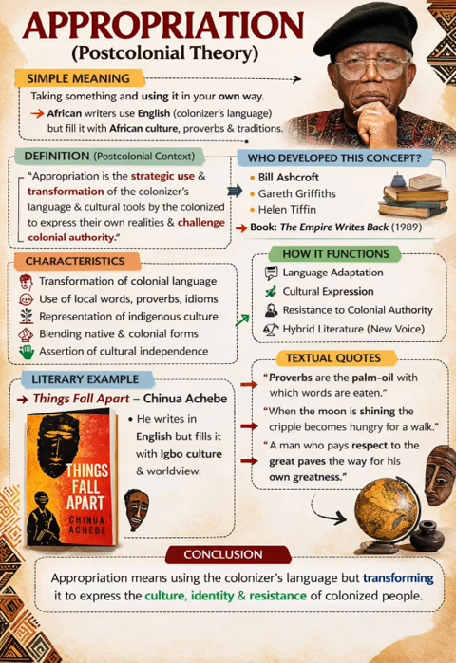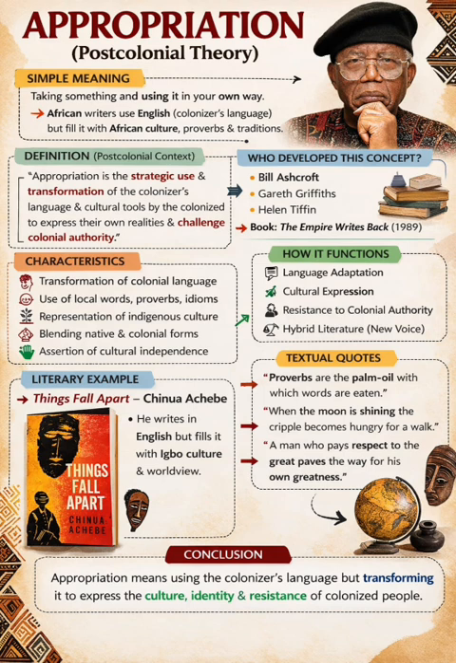Next is representation of indigenous culture. This means writers protect native traditions through literature. For example, Achebe describes festivals, wrestling matches, folk tales, and marriage customs in Things Fall Apart. This proves that African culture is rich and civilized.